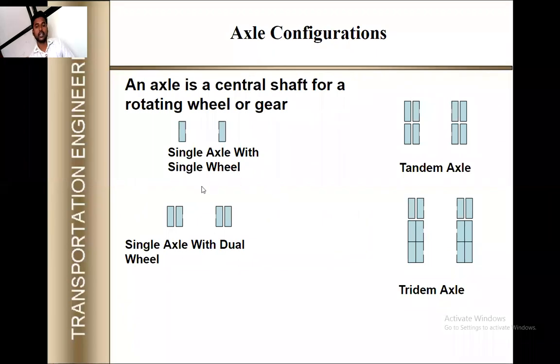First one is the single axle with the single wheel. Second is the single axle with the double wheel. Third is the tandem axle. Fourth one is the tridem axle. Okay, draw this figure.